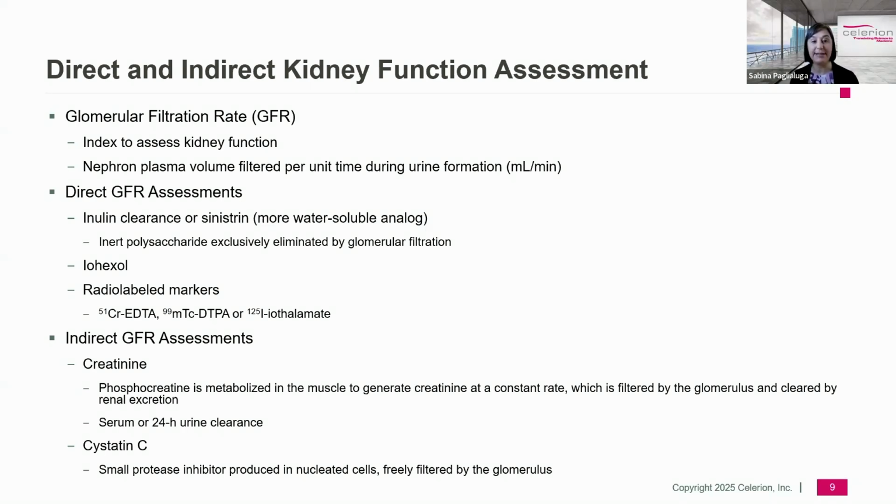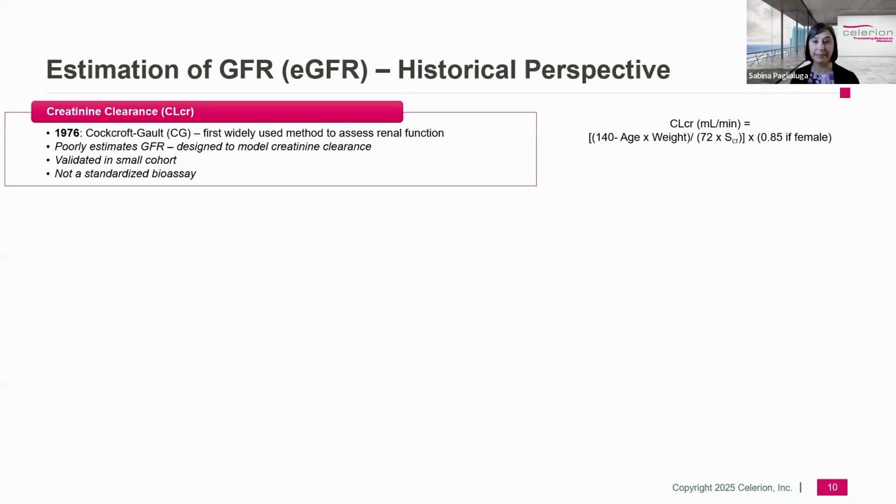Phosphocreatine is metabolized in the muscle to generate creatinine at a constant rate, which is then filtered by the glomerulus. Cystatin C is a small protease inhibitor produced in nucleated cells, also freely filtered by the glomerulus. There are several formulas that have been developed using these 2 biomarkers to help estimate GFR.